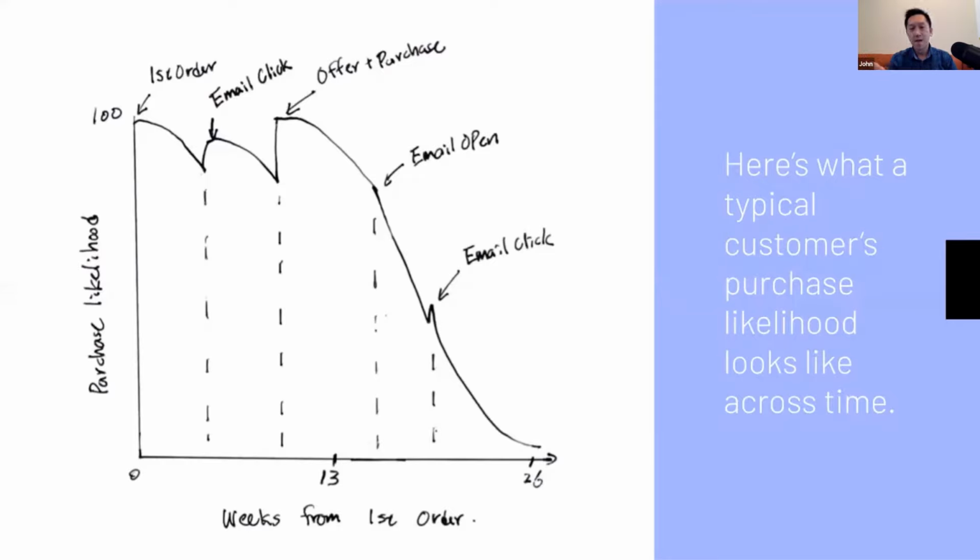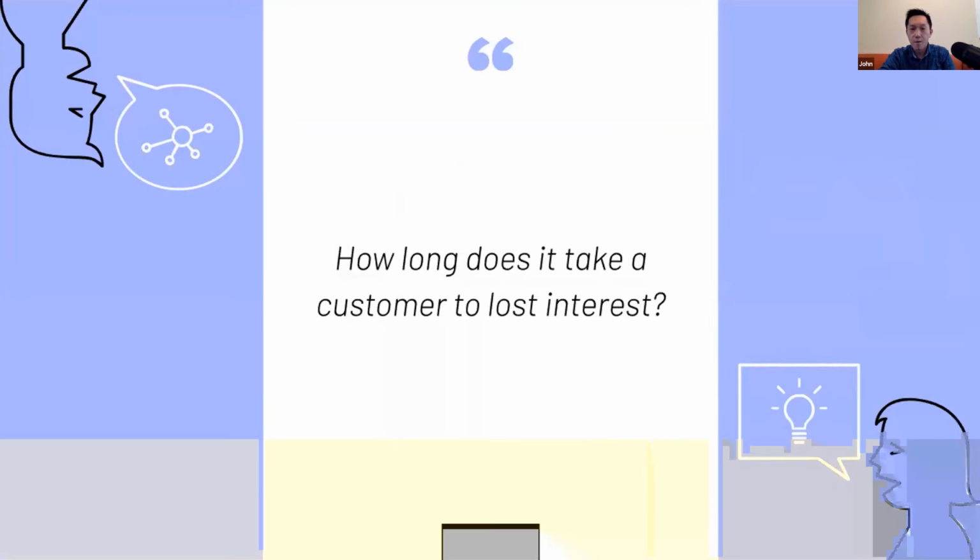By, let's say in this case, week 26, probably this person is more or less just dormant, and you will never hear from them again. So the goal then is, how do we actually figure out the timing of the time it takes for a customer to lose interest, right? And that's the top of mind question for everyone.